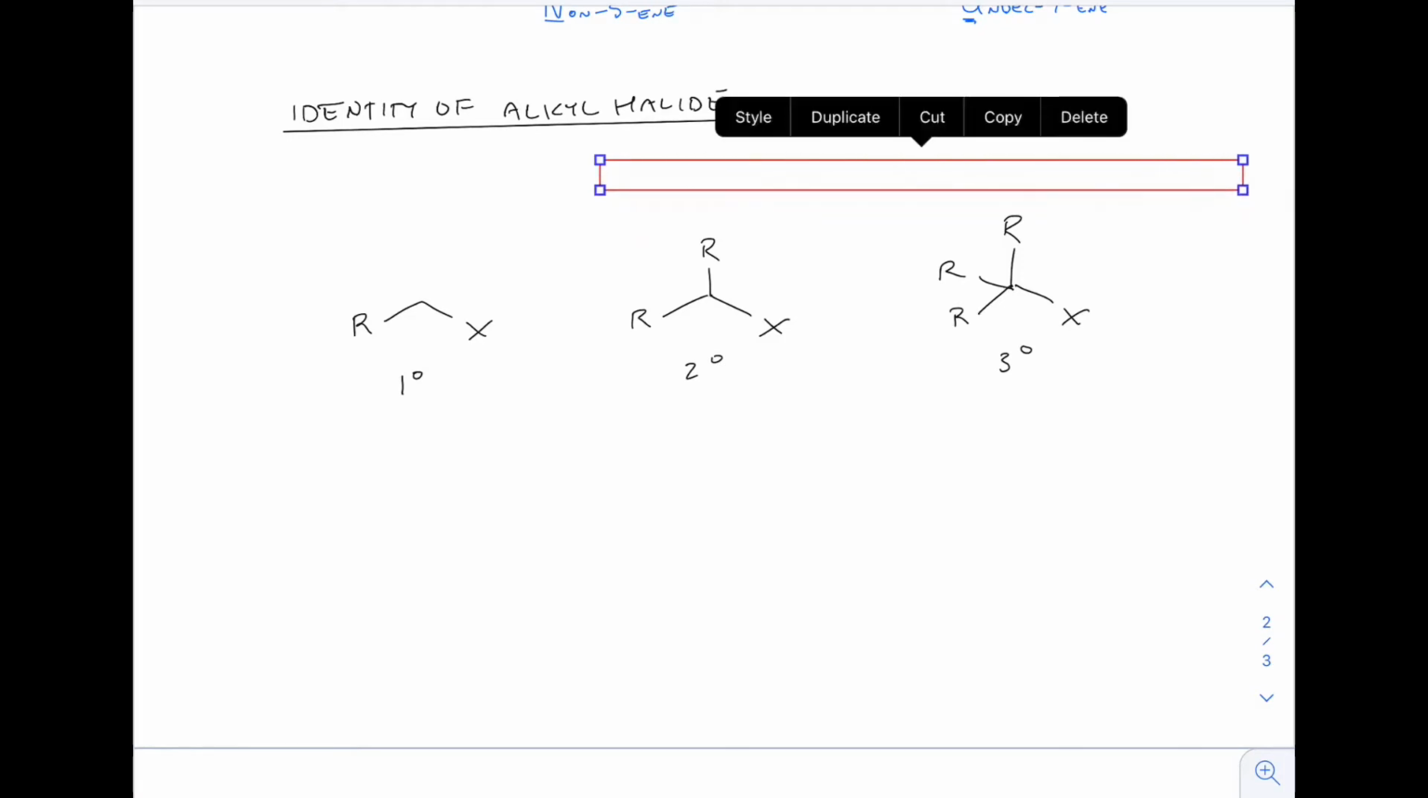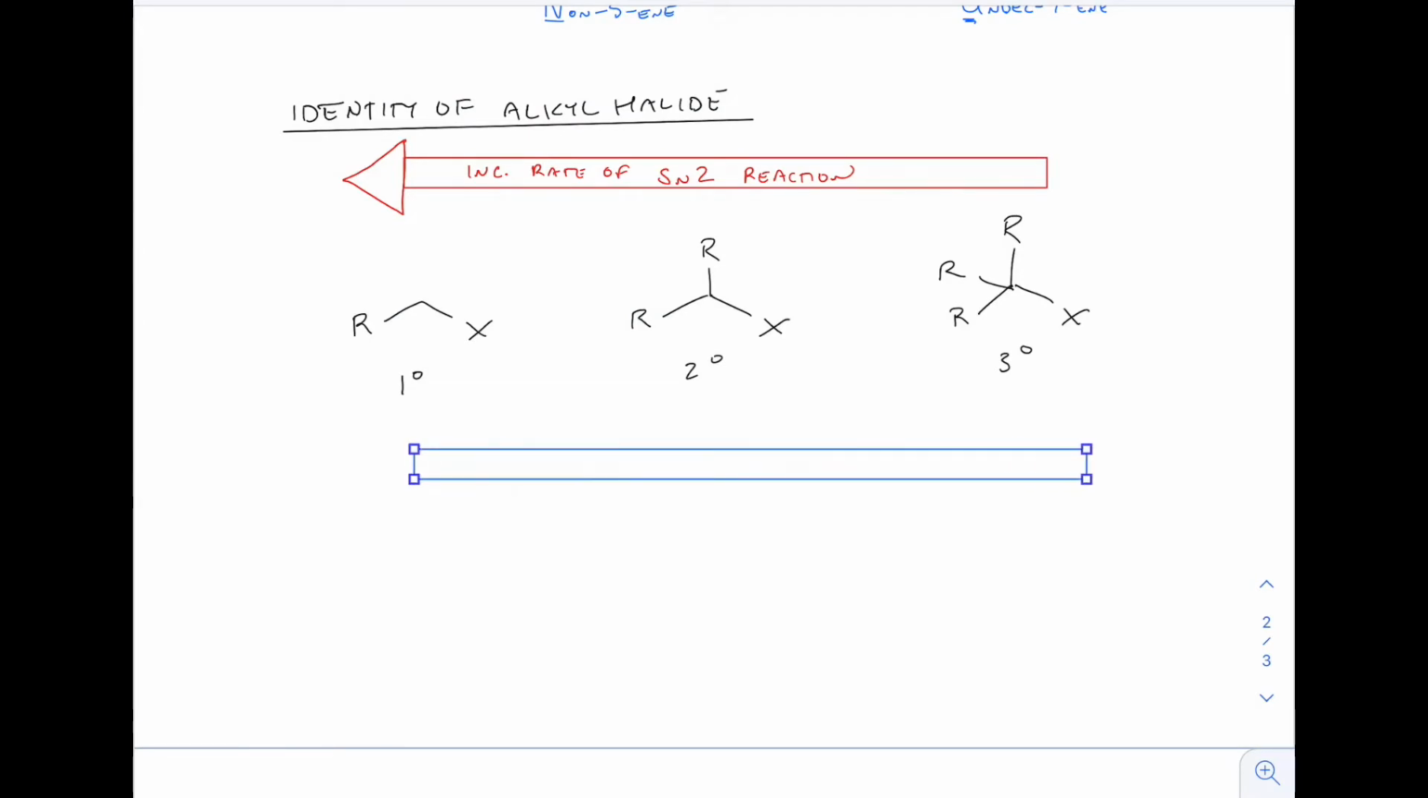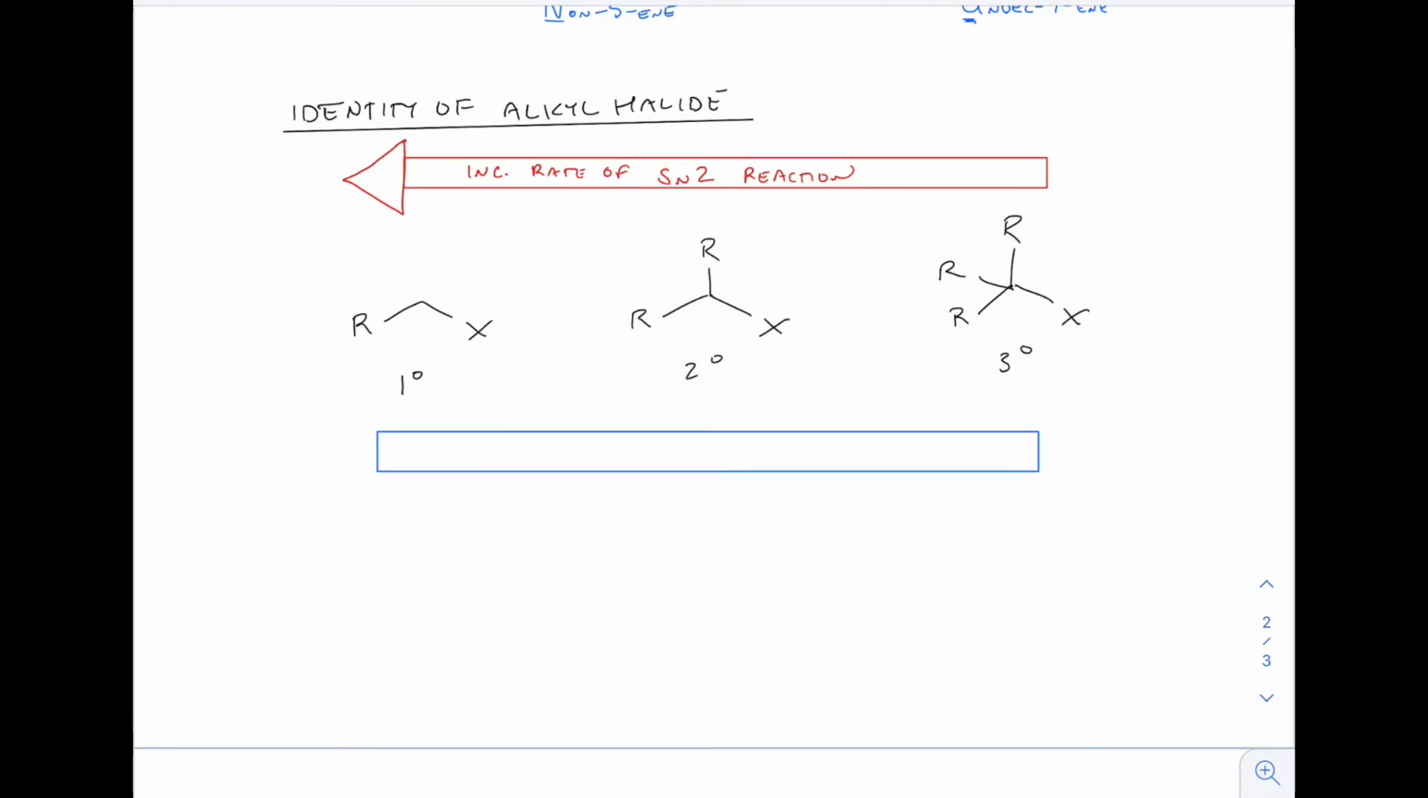Okay, so let me just draw my trusty little arrow here. Anyway, I give up. Increased rate of SN2 reactivity as we go from right to left. Remember, because of sterics, we wanted backside attacks, so the primary was going to be faster than the tertiary.